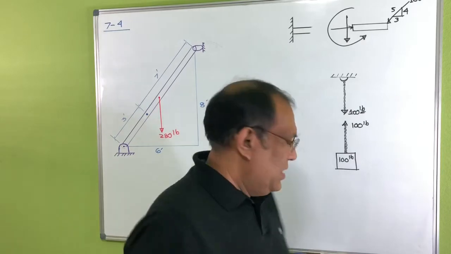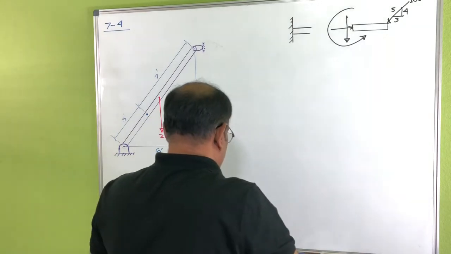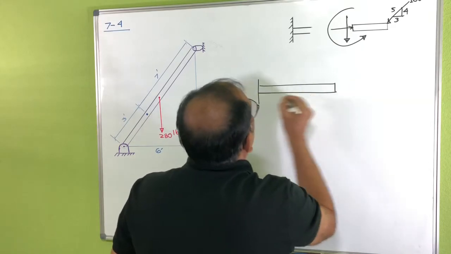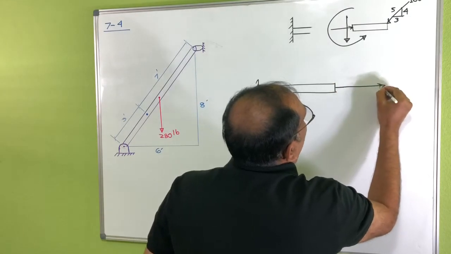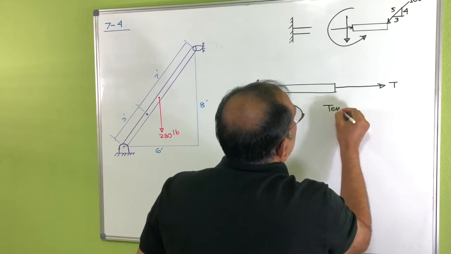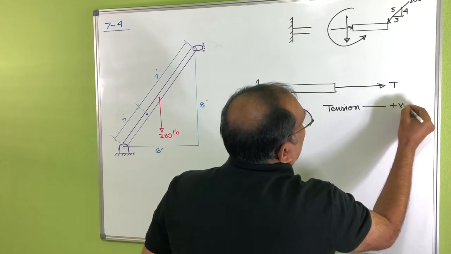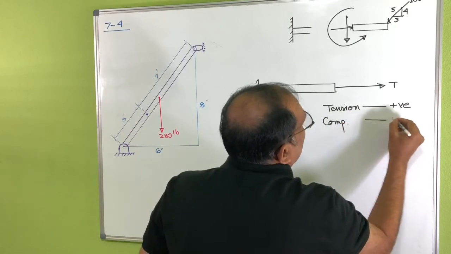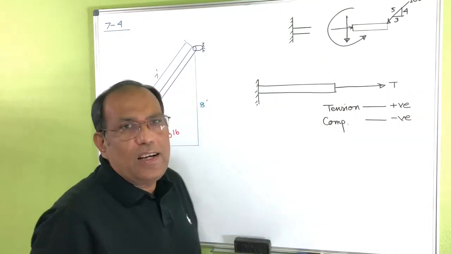Okay, so the sign convention looks like this. If this one is in tension, then we call that one positive. So tension is positive, and compression is negative. So compression is this way, right? Trying to push that one here.